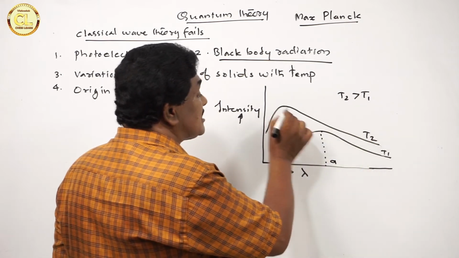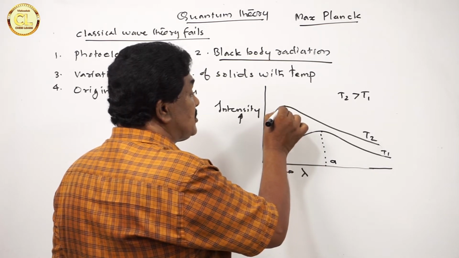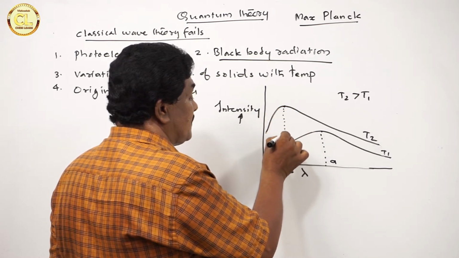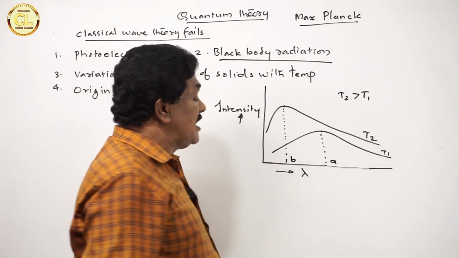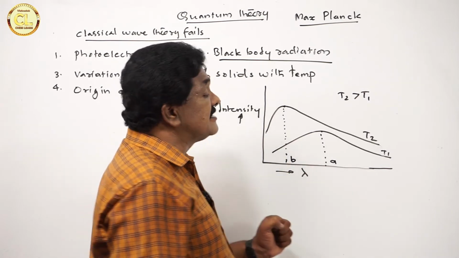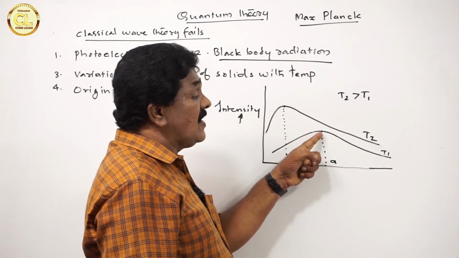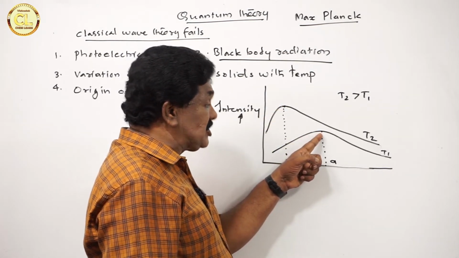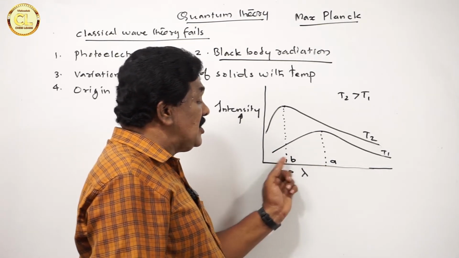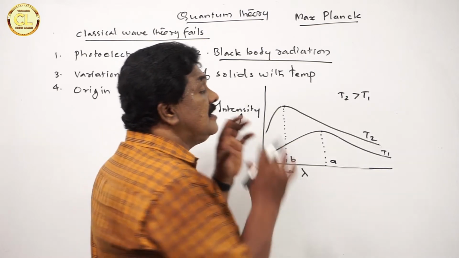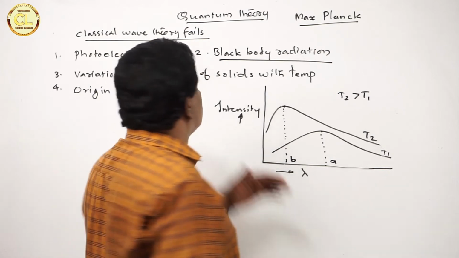But if the maximum in the intensity at higher temperature T2 is considered, it will be at this point when a tie line is drawn. When a line is drawn to the wavelength axis, it meets at a point B. From this it is clear that as temperature increases, the maximum in the intensity of black body radiation will be shifted to lower wavelength region. See, B is the lower wavelength region. This property or this phenomenon cannot be explained by the classical wave theory.